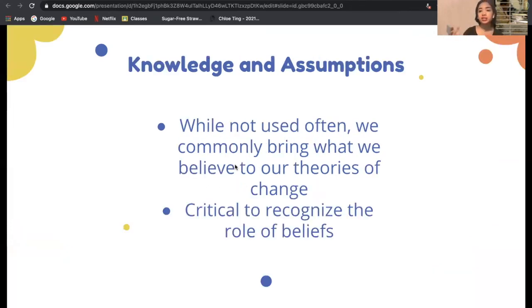So, knowledge and assumptions. This is very important to talk about because, while not used often, we commonly bring what we believe to our theories of change. It is critical to recognize the role of beliefs. When we are researching, we are human, so we are not free of bias in our research, and we should acknowledge that. We should acknowledge that we will have certain assumptions and certain beliefs about how our research will turn out to be. So it's very important that we think about this.